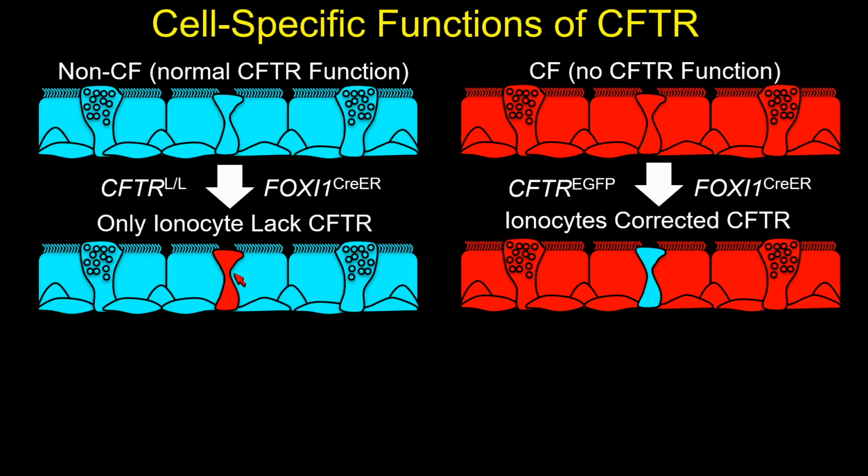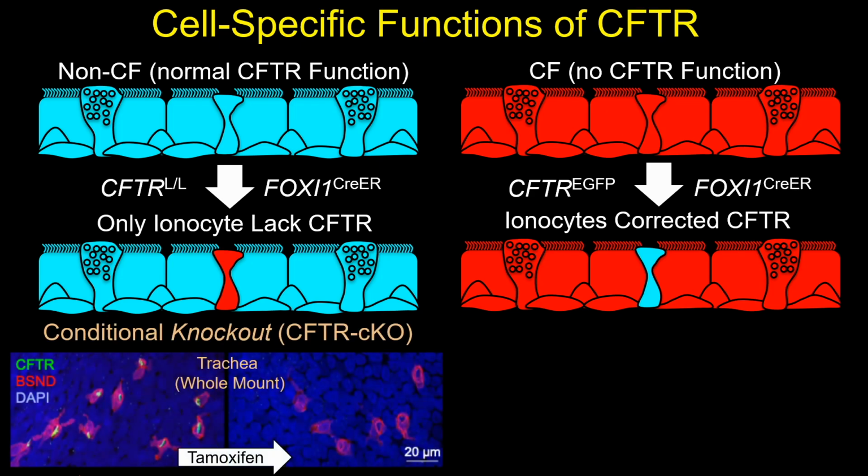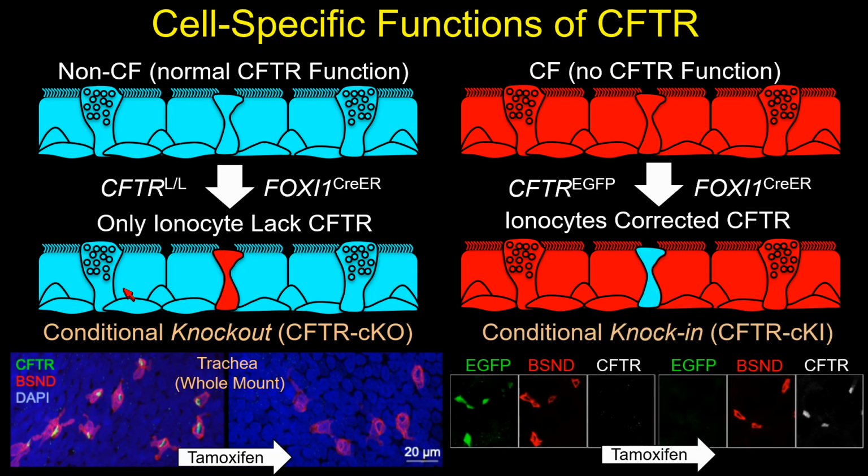One is to specifically knock out CFTR in ionocytes in a wild-type background, and the other is to specifically knock in CFTR, much like you might do with gene editing, only in ionocytes in a cystic fibrosis background. So this is just an example in which you can see knocking out CFTR with this approach. These BSND-expressing ionocytes all have these apical caps of CFTR expression. You tamoxifen treat, this is whole mount trachea, and one loses CFTR protein.